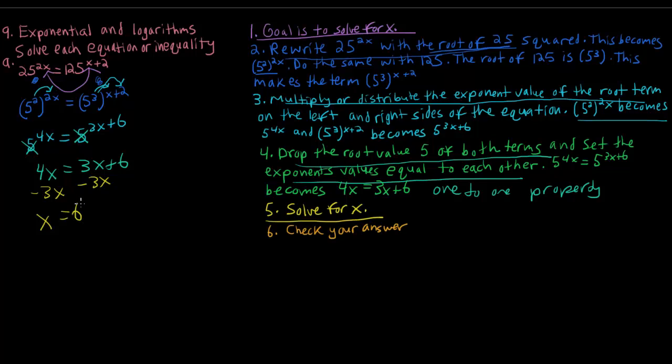And it just asks us to check our answer. You know, we can always plug in 25 to the 2 times 6 equals 125 to the 6 plus 2. 25 to the 2 times 6, which is 12, equals 125 to the 8th power, and you could just multiply the two.